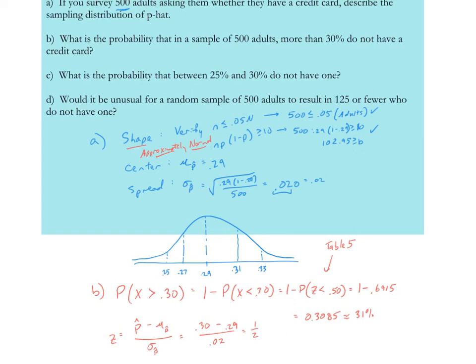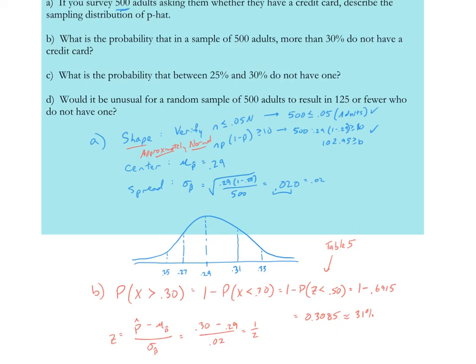For part C, what is the probability that between 25% and 30% do not have one? Right. Well, now I'm looking here, 25%, here, 30%. What's the probability that we're between those two percentages? This is one where you compute a z-score and another z-score, one for 25, one for 30. You find two areas, and then you subtract those two areas. We saw that in the last section. We see it again in this section.